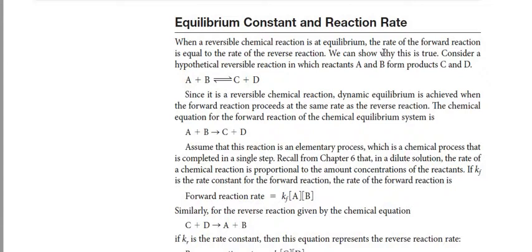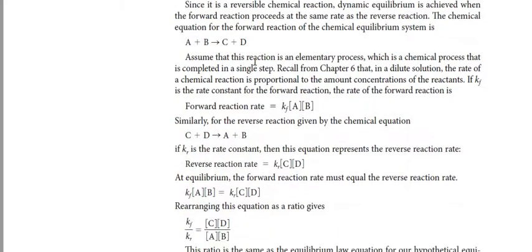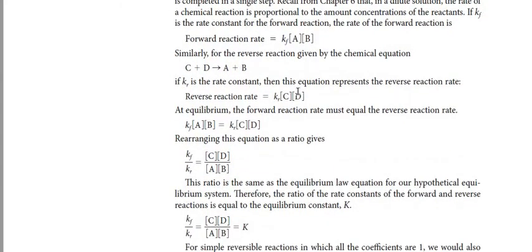Similarly, we can do the same thing for the reverse reaction. For the reverse reaction given by the chemical equation C plus D gives A plus B, we have another rate constant, Kr. If Kr is the rate constant, then this equation represents the reverse reaction rate. The reverse reaction rate is Kr times C times D. So at equilibrium, the forward reaction rate must be equal to the reverse reaction rate.